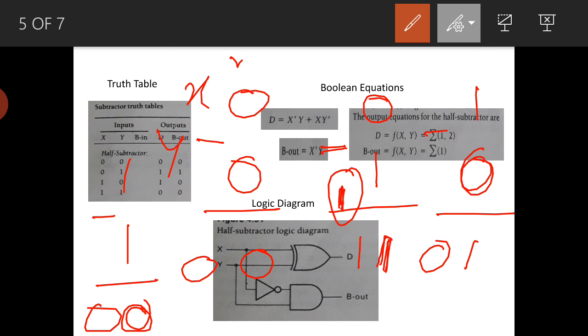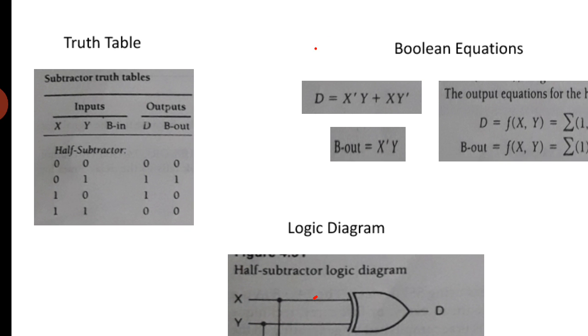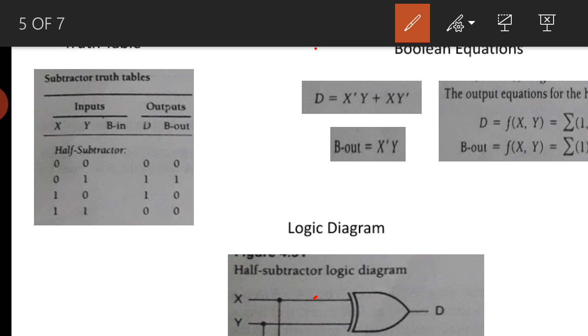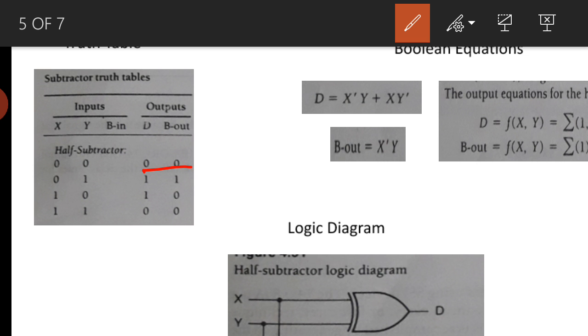This is how the basic binary subtraction for a single bit, which we call a half subtractor, works. The same thing is what we are seeing in the truth table. If the inputs are 0 0, difference is 0, borrow is 0. If 0 1, difference is 1, borrow is 1. If 1 0, difference is 1, borrow is 0. And 1 1, difference is 0 and borrow is 0. So this is the half subtraction of the single bit.